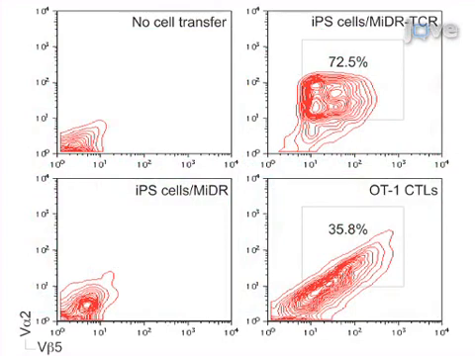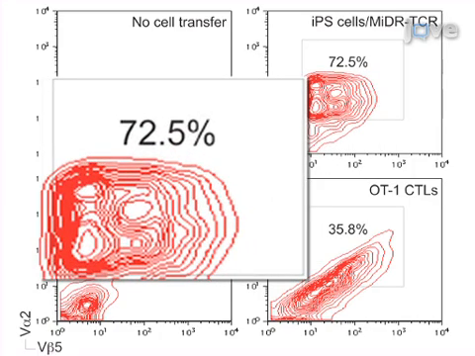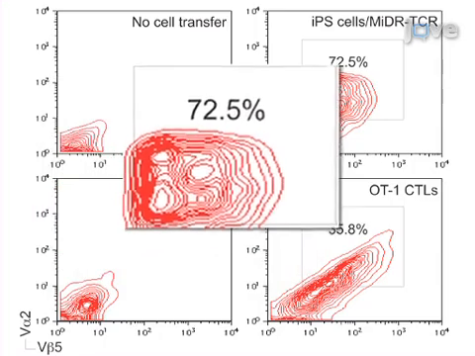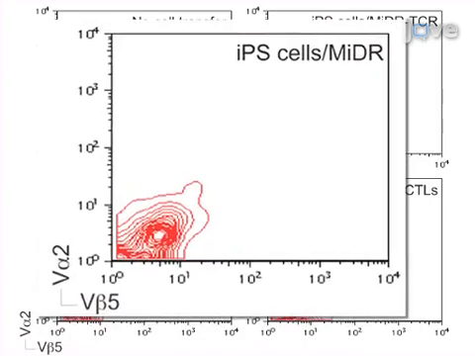In this figure, single-cell suspensions from tumor tissues were analyzed for expression of V-alpha-2 positivity and V-beta 5 positivity by flow cytometry after gating on the CD8 positive population. Note that tumor tissues from mice adoptively transferred with TCR-transduced iPS cells exhibited the highest level of tumor-infiltrating cells, while tumors from mice that received control-transduced iPS exhibited no infiltration by ova-specific CD8 positive T cells.